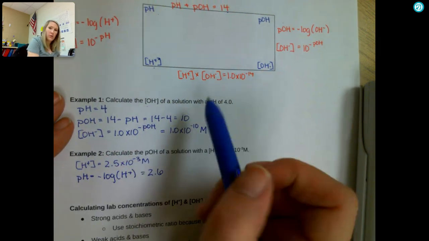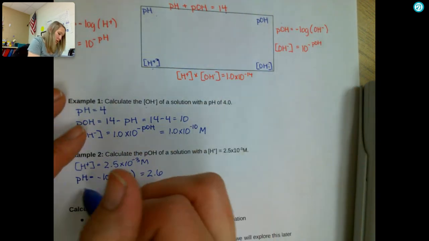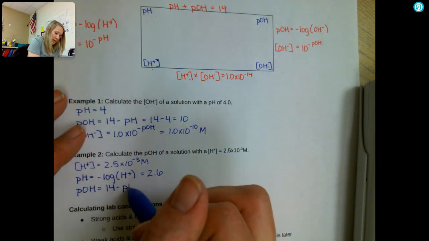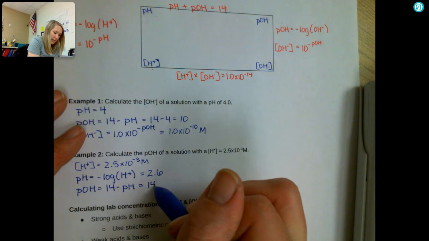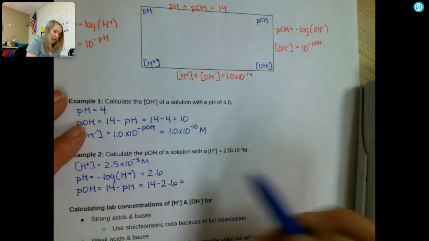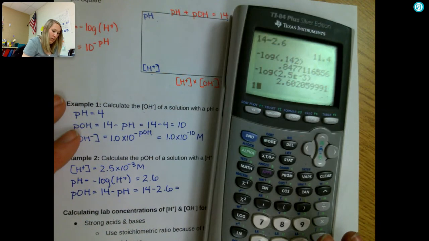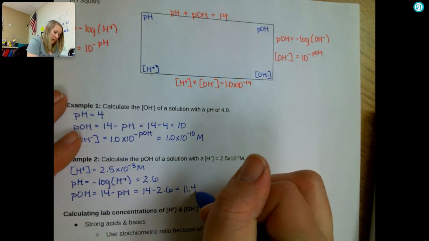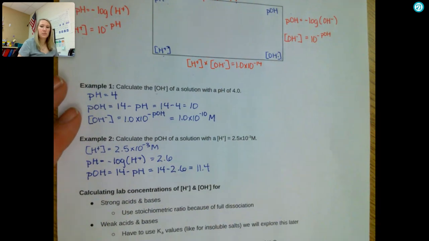So now I can go across to get to pOH. So my pOH, again, is 14 minus my pH. So 14 minus 2.6 is 11.4. And that would be our answer.